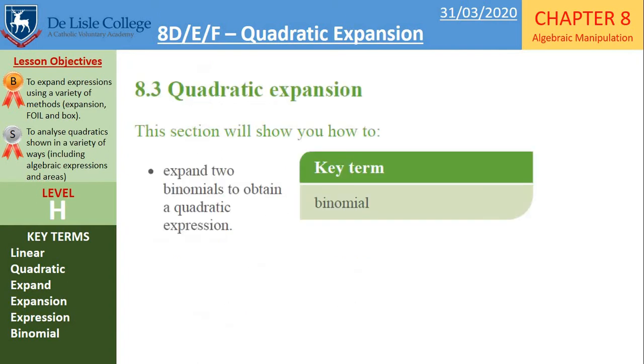So today we are looking at quadratic expansion, and we're going to have a look at expanding two binomials to obtain that quadratic expansion. We'll look at those definitions on the next slide.